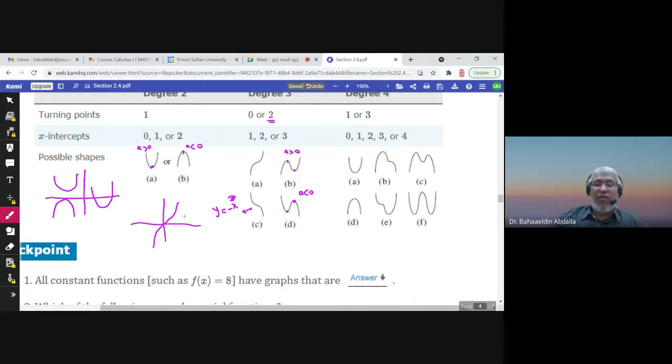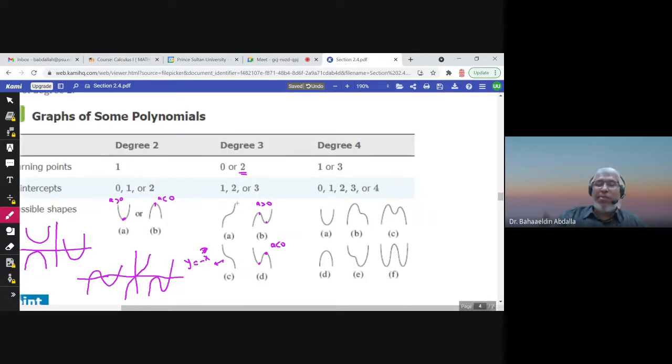I could have 2 x-intercepts, and I could have 3 x-intercepts. So degree 3 could have 1, 2, or 3 x-intercepts. Degree 4, the maximum number of turning points is 4 minus 1, which is 3. Subtract 2, they could also be 1 turning point.